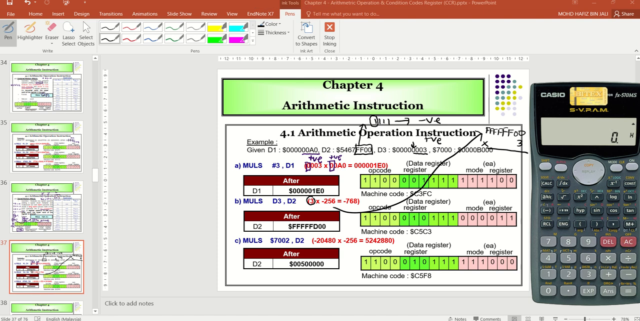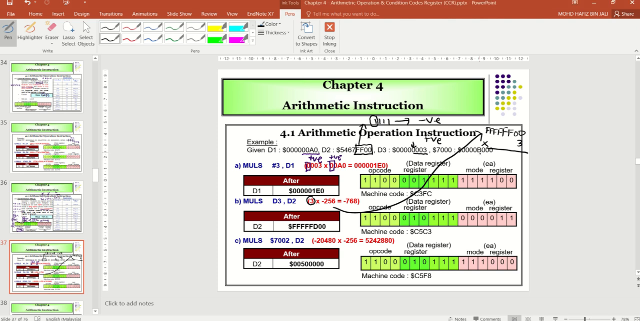Okay, so next is 7002. 7002 is B000. So the MSB is B. B is 11, and 11 in binary is 1011. So B in binary is 1011.